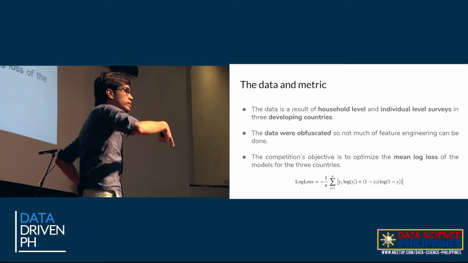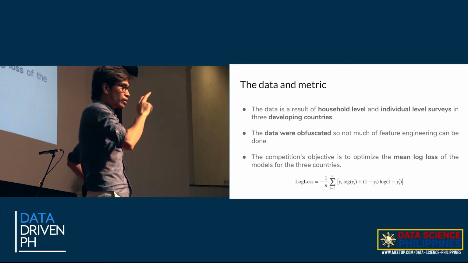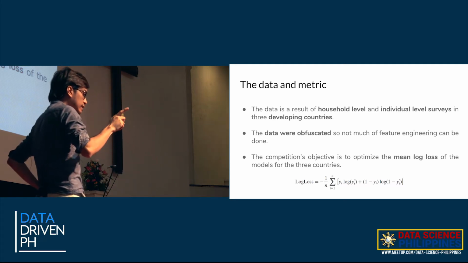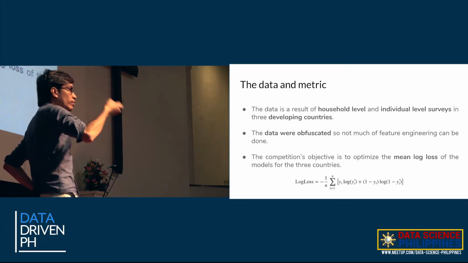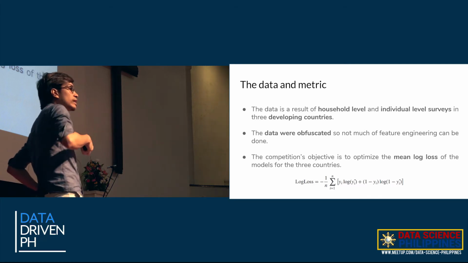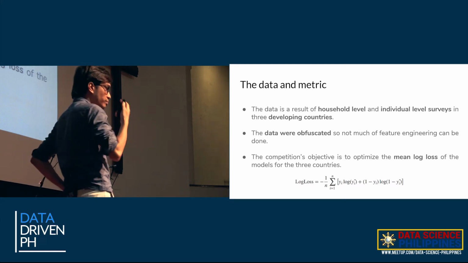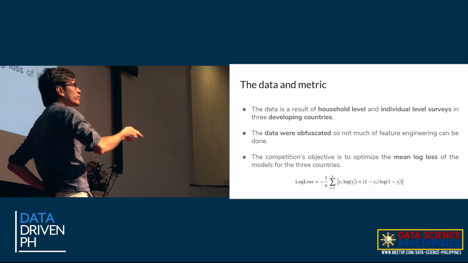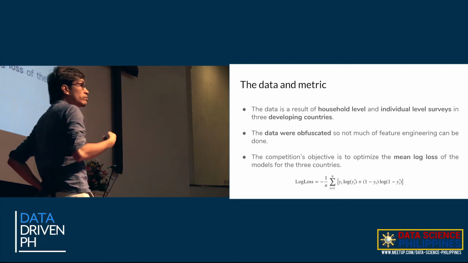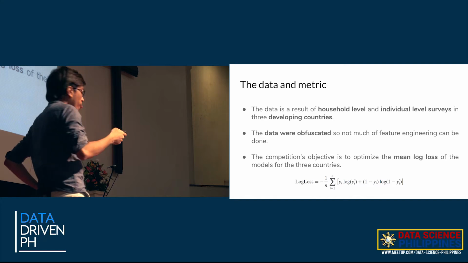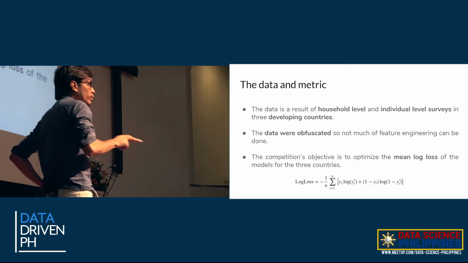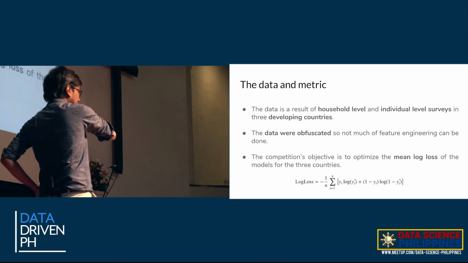And so for the competition specifically, I don't think the problem is quite hard in a sense because it's very intuitive. Poverty can be measured by some form of instrument. For example, by conducting surveys, you can try to understand how a poor household looks or is different from rich households. The data was based on household level and individual level surveys gathered from 3 developing countries. These countries are unknown. The data were obfuscated.